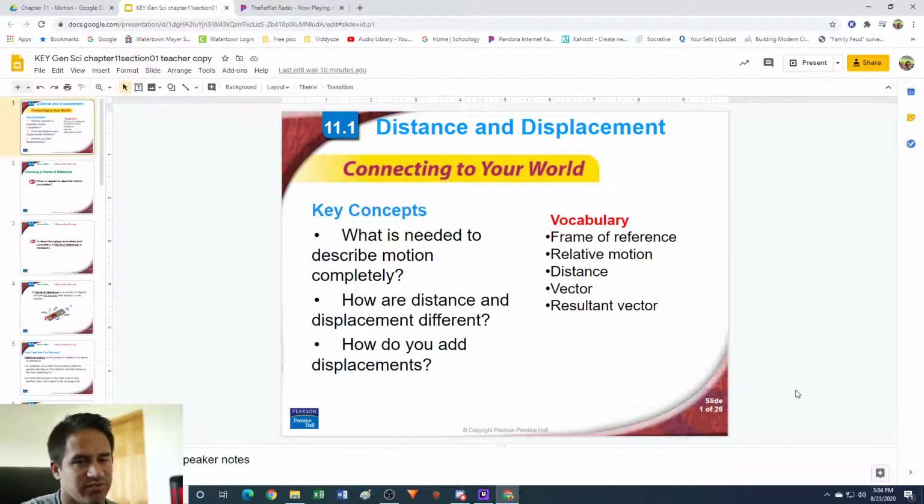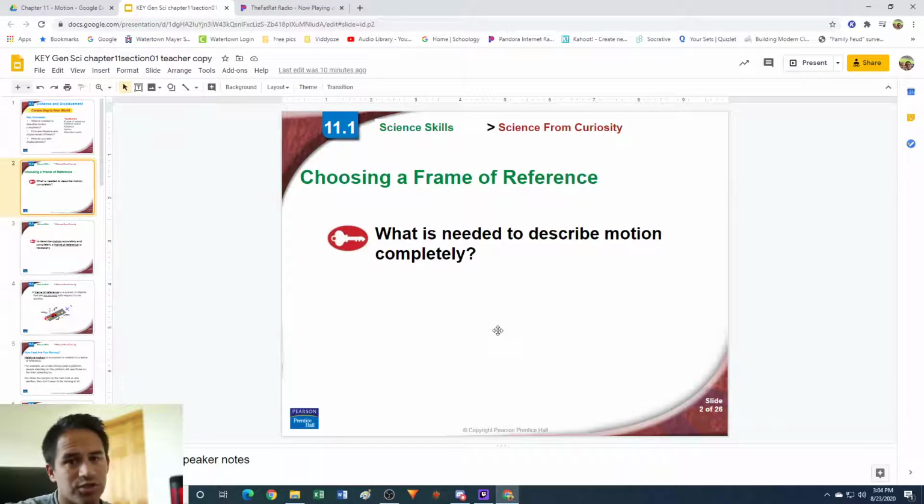Distance and displacement. Alright, so this is the first section of the chapter, and in this chapter we're going to be talking about motion, and it kind of leads us into a lot for this first half of general science on Newton's laws of motion and other things like that. So first off, we're going to talk about a frame of reference. So what is a frame of reference?